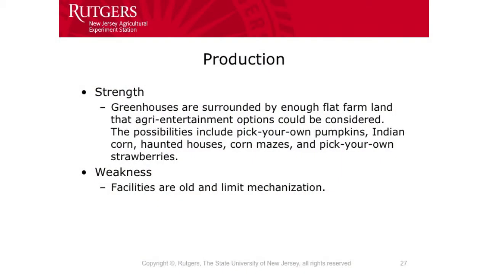Production facilities are old and limit mechanization. Sometimes I find greenhouses may end up just abandoning the old site and moving down the road so that they can make things more efficient, because it's very hard to automate in old facilities, especially if it's not flat. So those are things to think about.